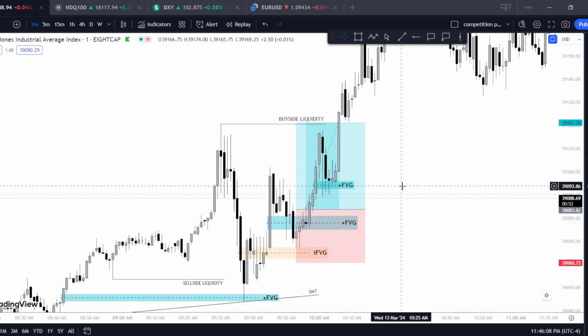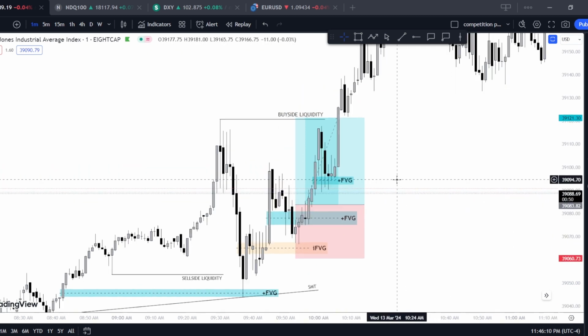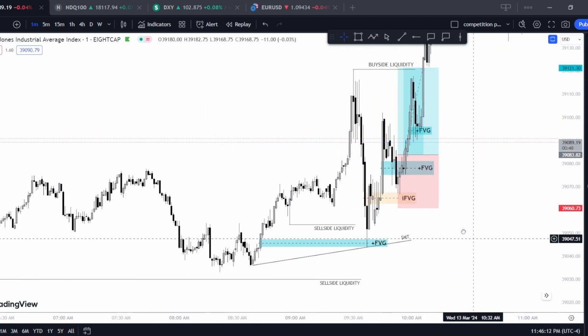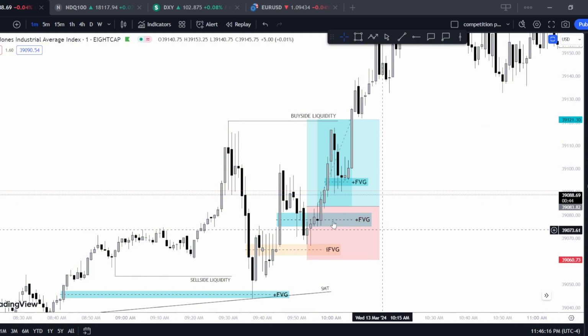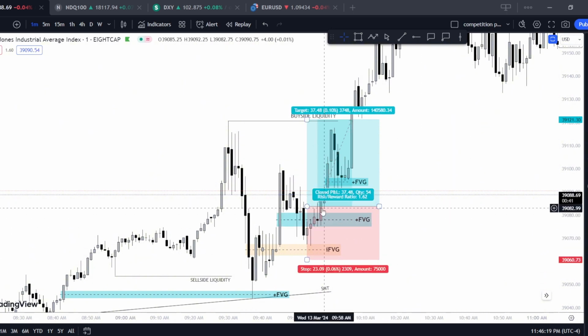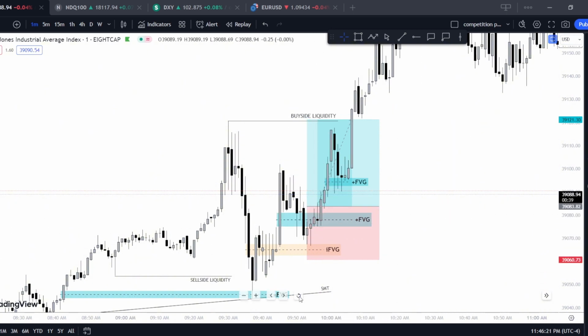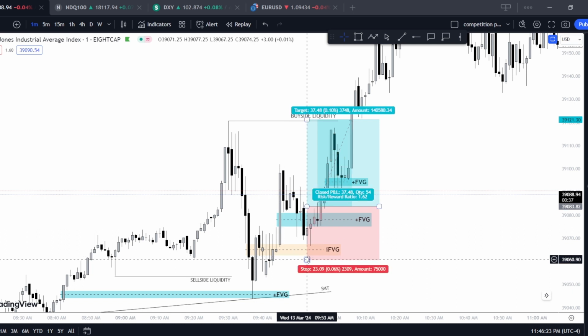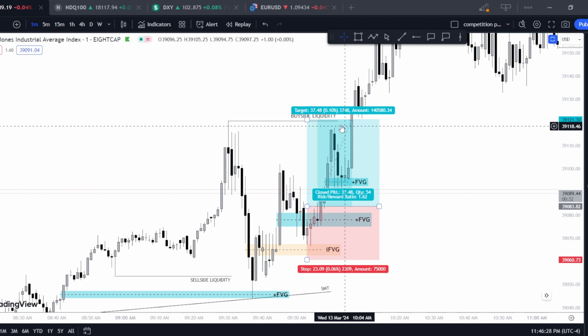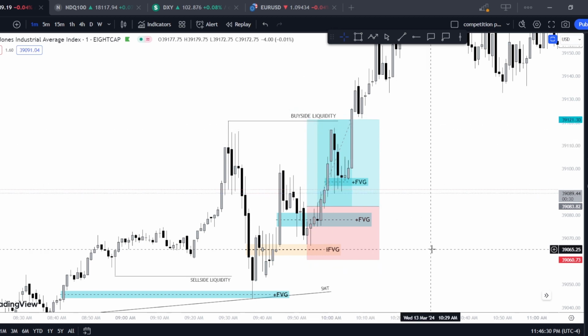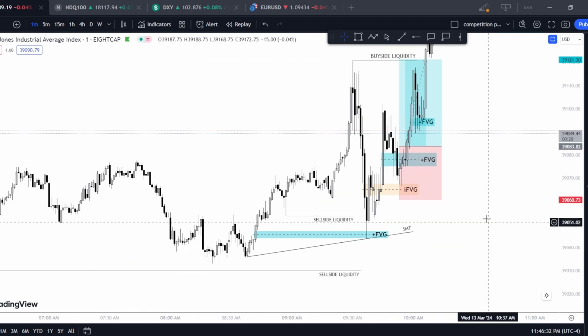Okay, so right now I will explain why I took this trade. Alright, so the first thing you will notice we have a fair value gap right here. That's where I enter my buy, and then my stop loss was just below the inversion fair value gap right here, and then I targeted these relative equal highs, buy side liquidity.